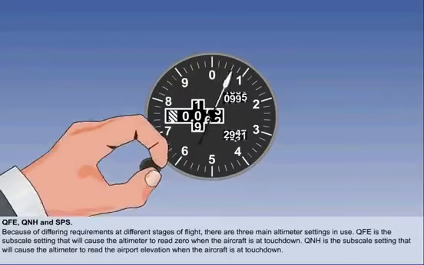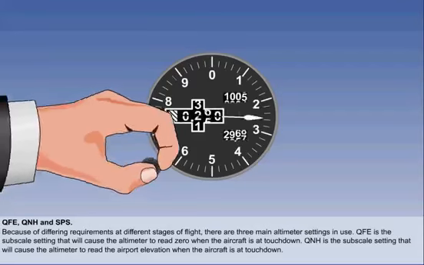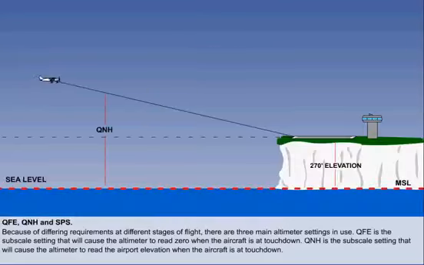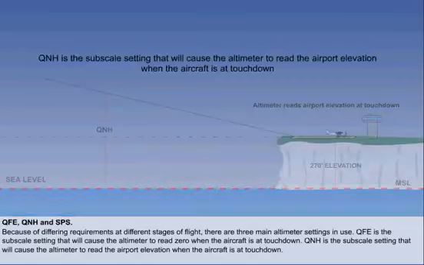QNH is the subscale setting that will cause the altimeter to read the airport elevation when the aircraft is at touchdown. Broadly, it gives the pilot his altitude above mean sea level, but this is not the correct definition because of the possibility of temperature errors. The definition to be used is always the one we have just given. Look at it now and remember it. QNH is the subscale setting that will cause the altimeter to read the airport elevation when the aircraft is at touchdown.